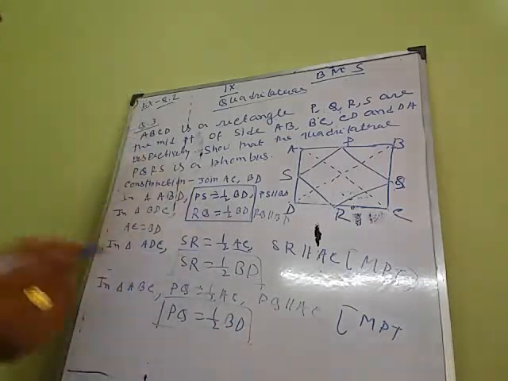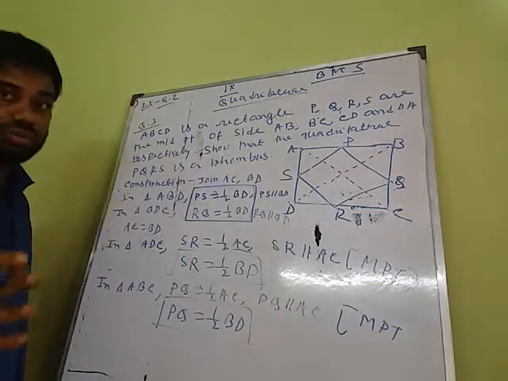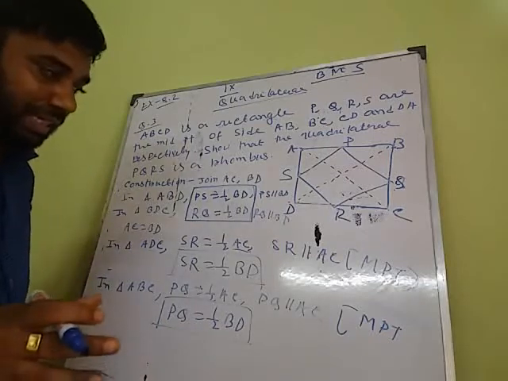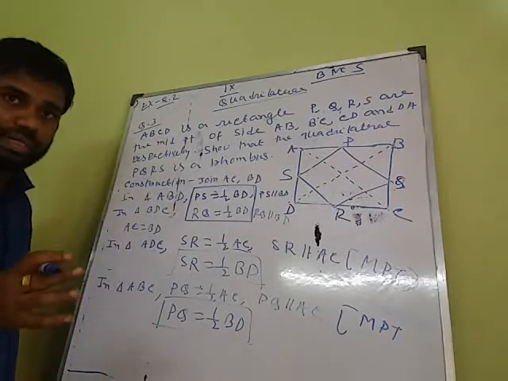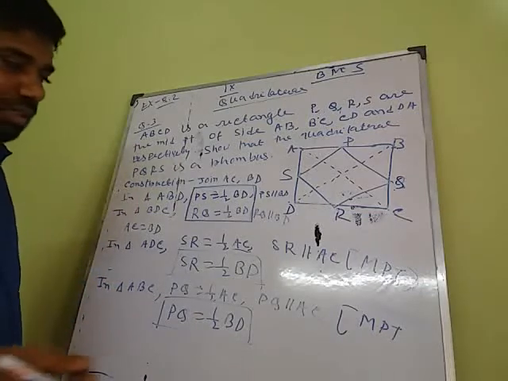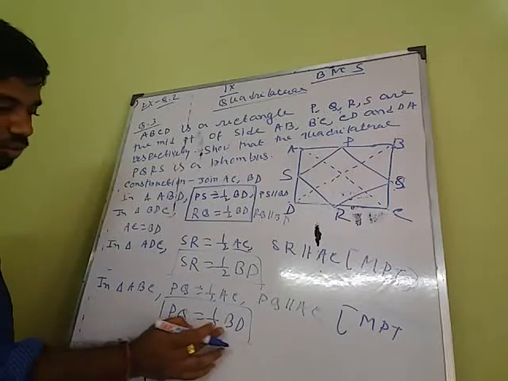And students, don't forget that if you write here PQ parallel to BD, that will be wrong, because in case of equality you can use it, but to prove parallelism, that is not sure. It may or may not be, so it is better to avoid it. So PQ equal to 1/2 BD.